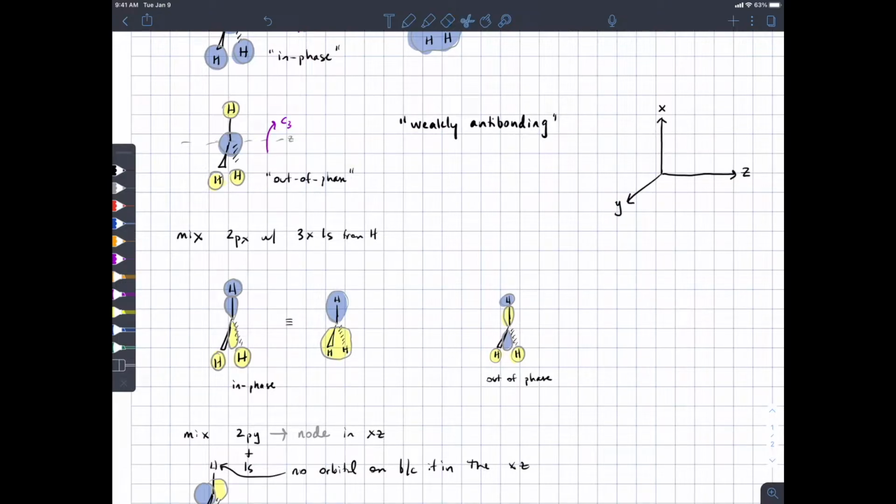So if we want, we can imagine what this would look like from the top. If we now are looking down the z-axis, we would see an orbital kind of like this. Oops, I like to use gray for orbitals. And then another orbital like that.